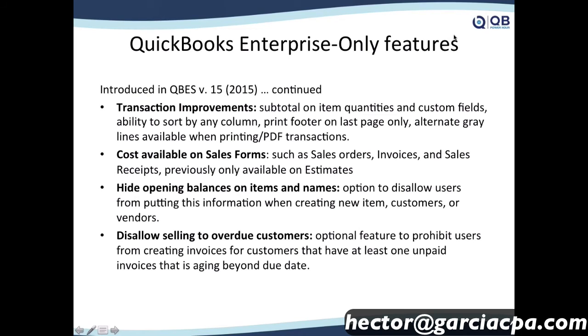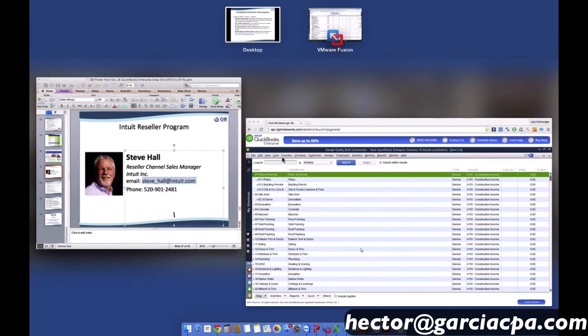Okay, transaction improvements: subtotal on item quantities and custom fields that you can sort. That is really, really powerful. You can also sort columns. You can print the footer, which is the total only on the last page. And then we have alternating gray lines, which are useful for the most part when you have very long invoices, like 10 pages long, and you're seeing a lot of things there.